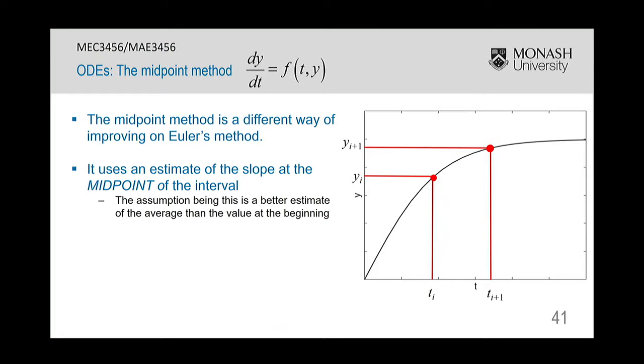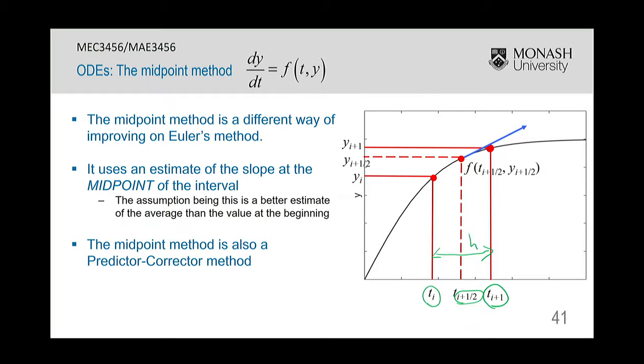With the midpoint method, what we're trying to do is to estimate the slope at the midpoint of our interval. So we're going to use the nomenclature, an index of i plus a half, to represent a point that lies between t_i and t_i plus 1. We're still going to use the notation that the distance between t_i and t_i plus 1 is equal to h.